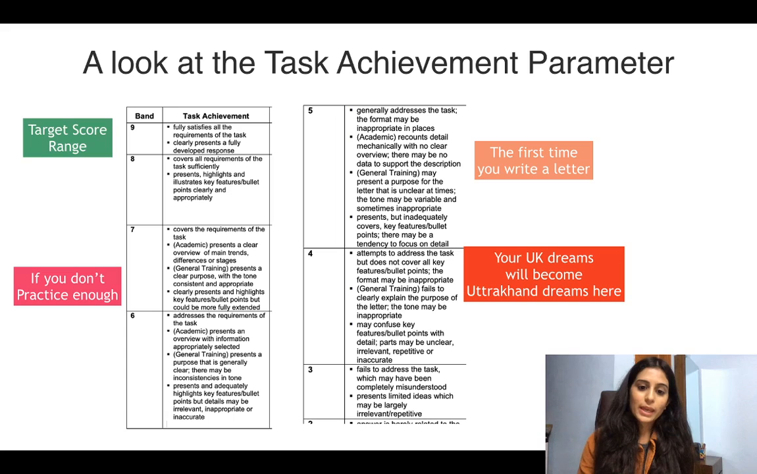Last but not the least, may confuse key features, bullet points with detail. Parts may be unclear, irrelevant, or repetitive and inaccurate. So the points should not be irrelevant at all. They shouldn't be repetitive or inaccurate. So these are the things that you have to keep in your mind, that whatever you write, that should be relevant, should be non-repetitive, accurate, and also it should be developed properly so that you score and satisfy whatever the question is asking you to do. All right, so let's move on to the next slide.